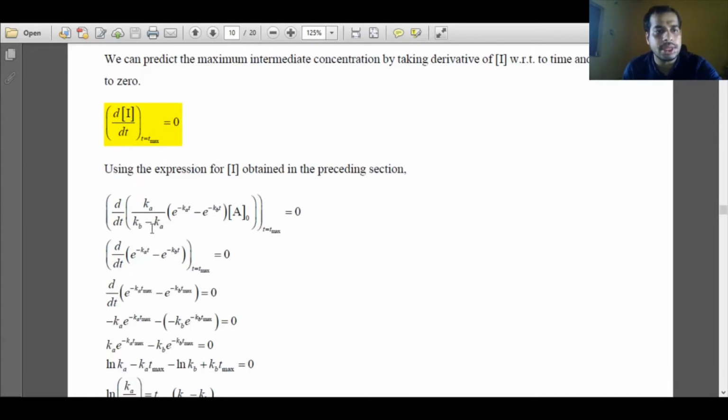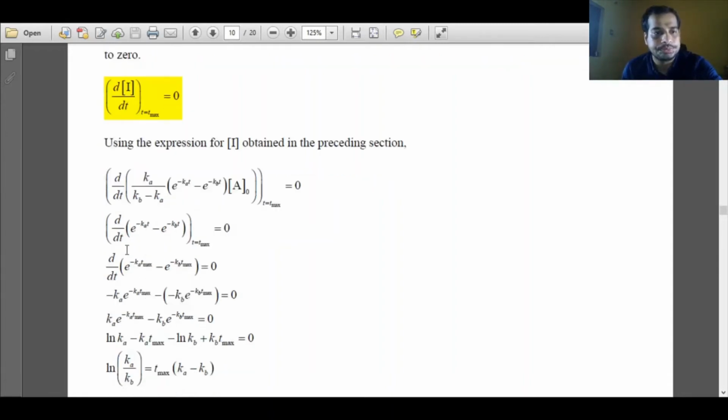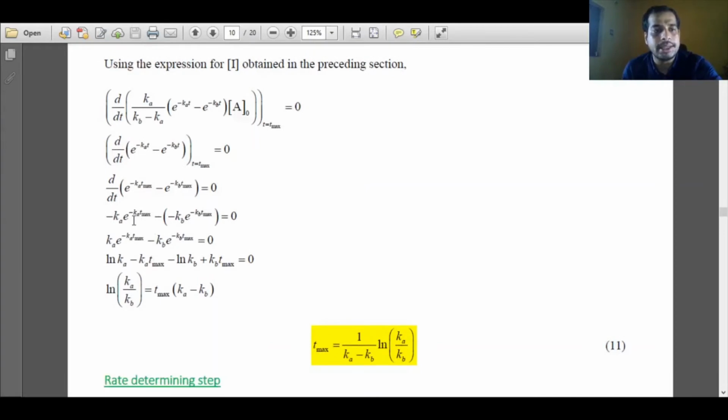Differentiation of a constant is 0, so this can be ignored. The remaining term is d/dt, which is e to the power minus Kat minus e to the power minus Kbt. Again, A0 is a constant, so it will vanish. So the differentiation of this exponential term at T max, that is the time at which the intermediate concentration is maximum, is equal to 0. So I'll set my t as T max, then take the differentiation.